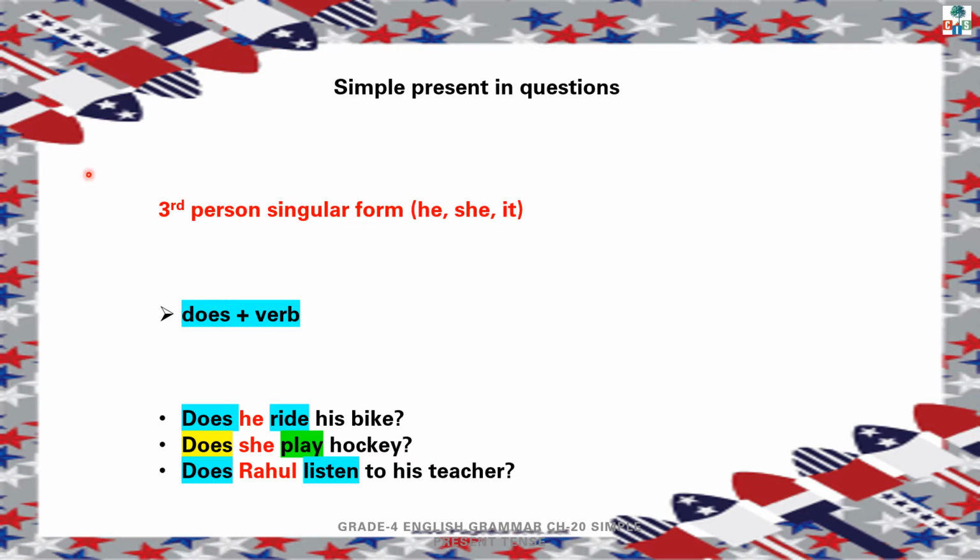And for the third person singular form, he, she, it or any other singular noun, we use an auxiliary verb does plus the base form of the verb. For example, does he ride his bike? Does she play hockey? Does Rahul listen to his teacher? Now, if the noun or pronoun is in singular form, use does before the noun or pronoun, and after the noun and pronoun use the base form of the verb. Ride, play, listen. Clear?